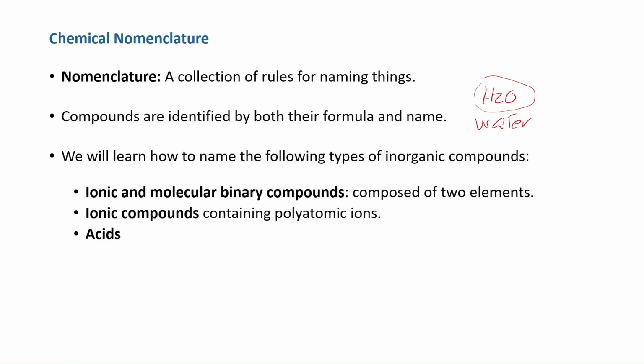But you're going to have to be able to, given a name, write a formula, or given a formula, name it. Okay? So we are going to learn how to name ionic and molecular binary compounds. Binary compounds means that they are composed of two elements. Okay? Ionic compounds, some of them are going to have polyatomic ions, so those are not going to be binary. Polyatomic means that you have more than two.